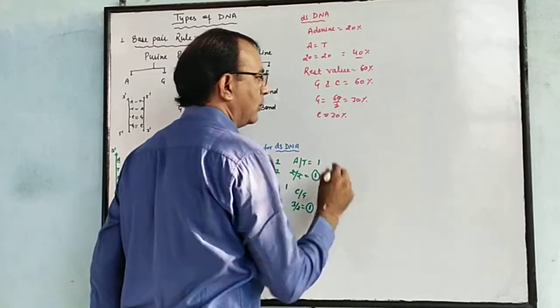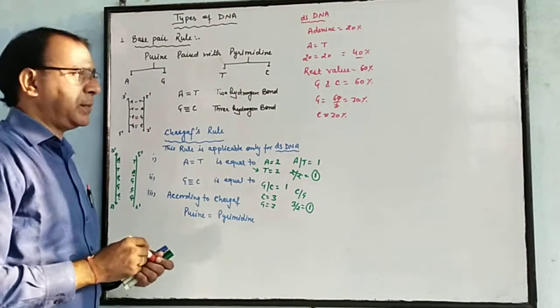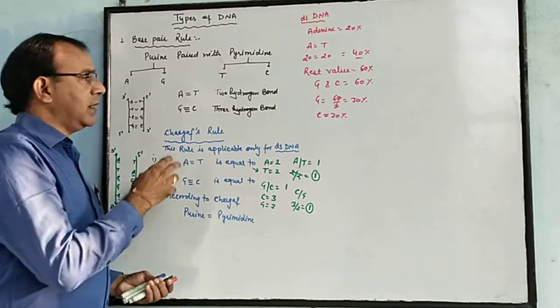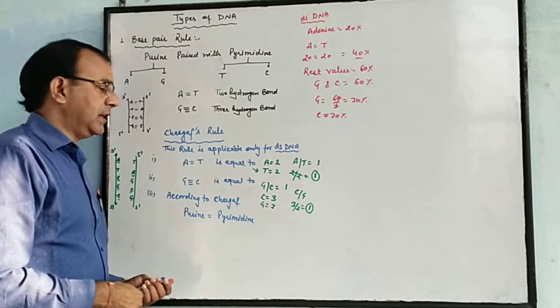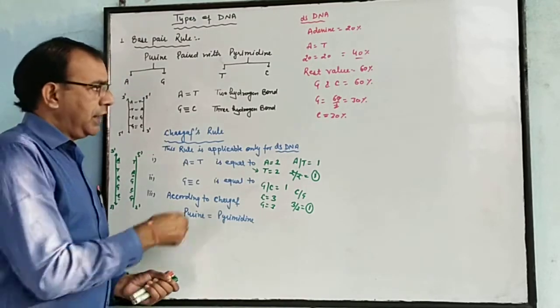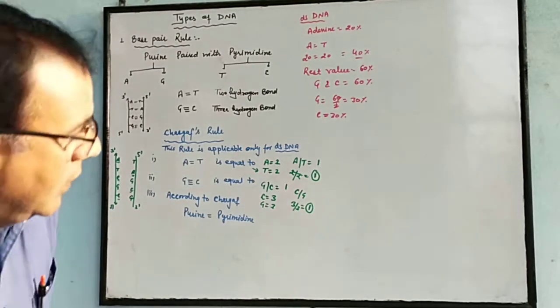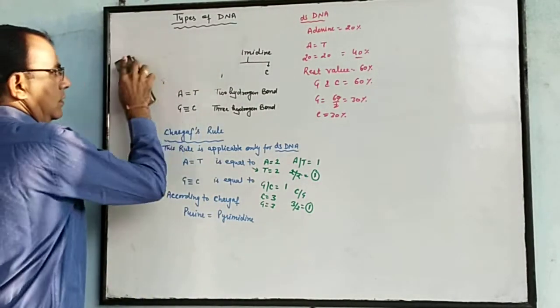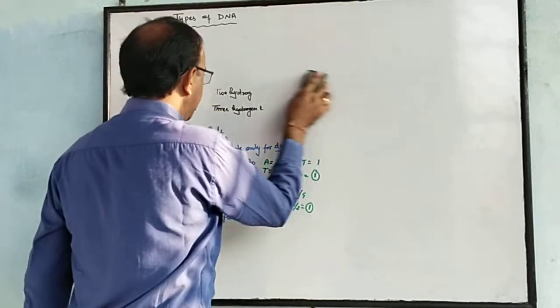We can calculate the value of the nitrogen bases if one is given. These are the two rules: one is the base pair rule and the second one is Chargaff's rule. Next we will discuss types of DNA.